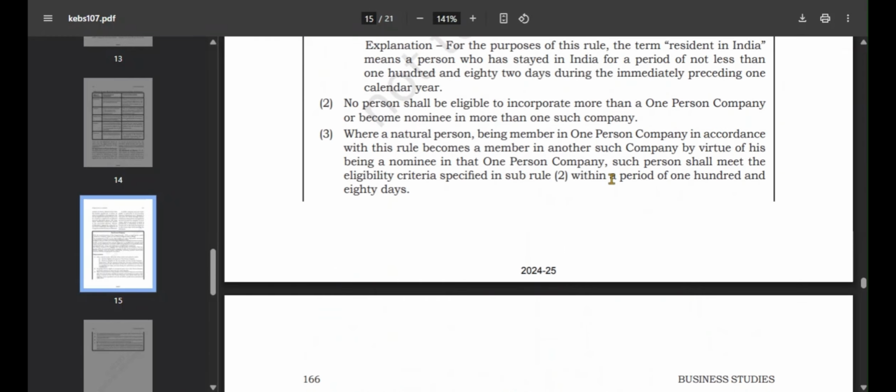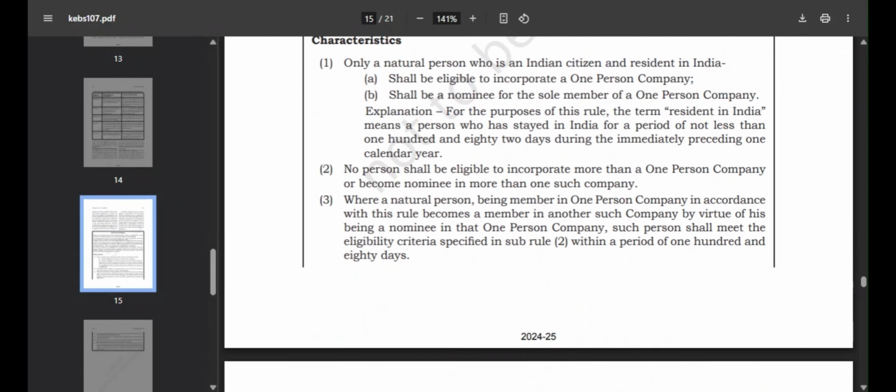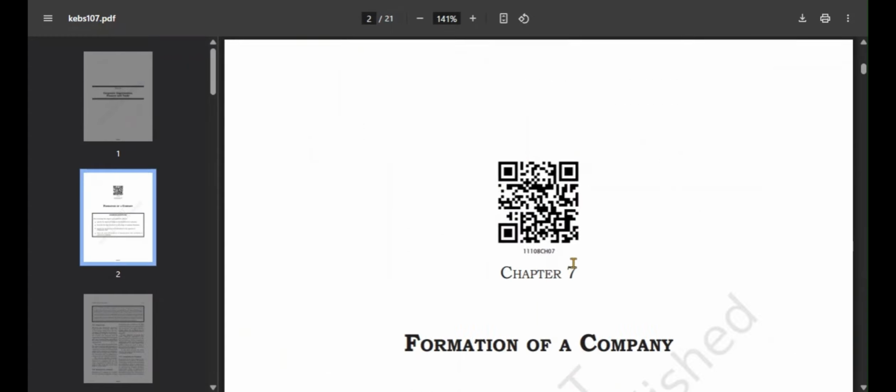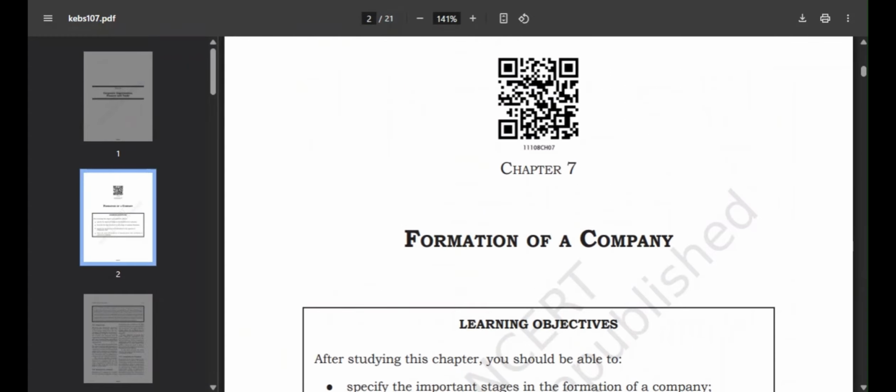The characteristics also, you can just learn one, two, three of them. First of all, eligibility. Only a natural person who is an Indian citizen and resident of India can be eligible to incorporate an OPC and shall be a nominee for the sole member of an OPC. No person shall be eligible to incorporate more than one OPC or become nominee in more than one such company. That is formation of a company.